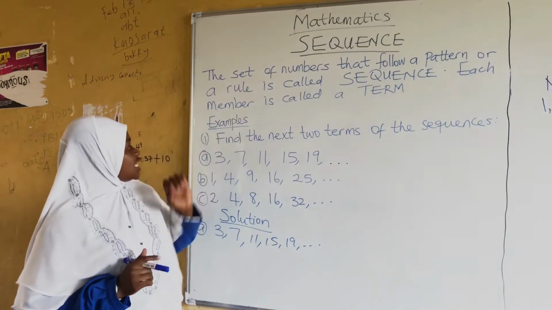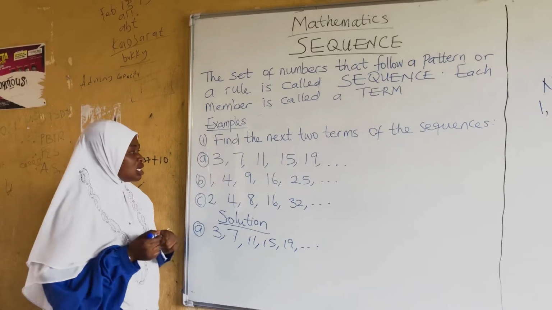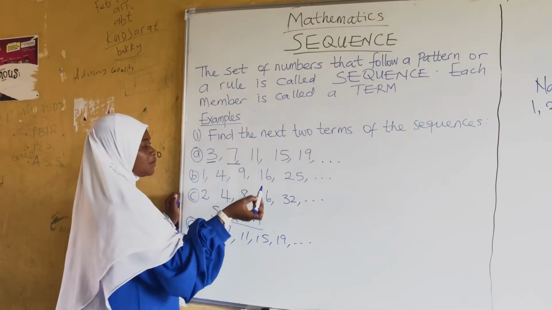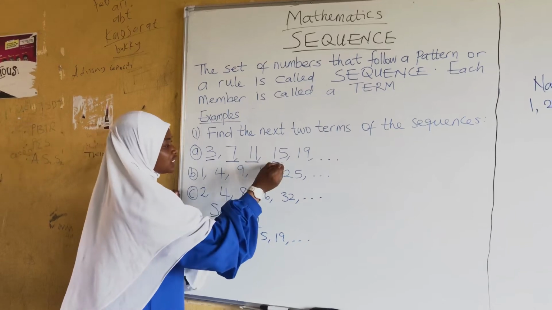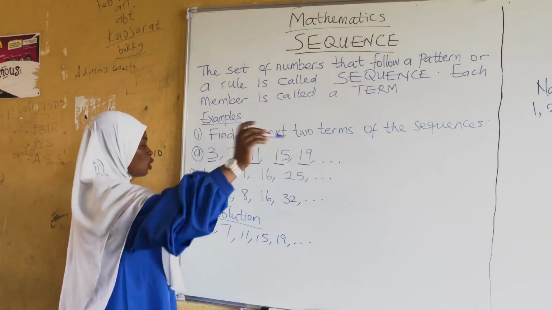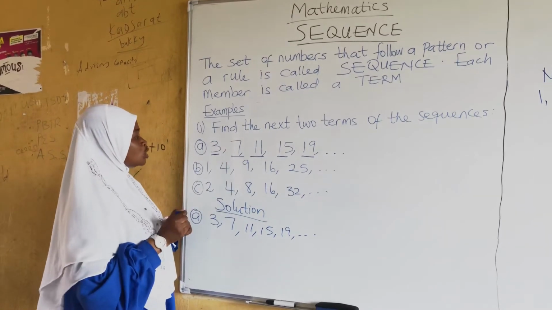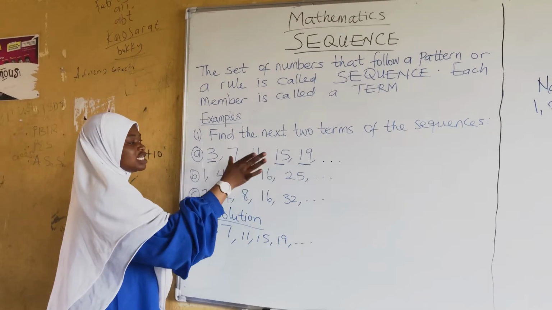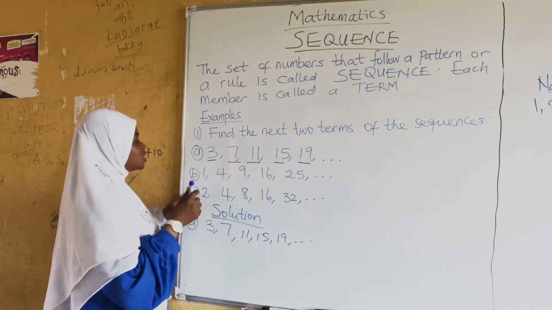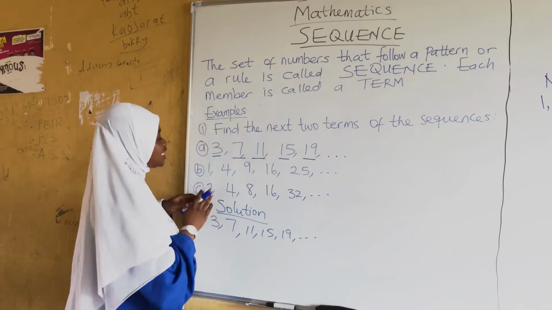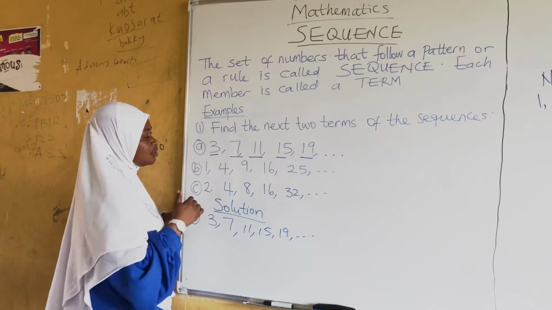So from this example, this is the first term, this is the second term, this is the third term, fourth term, fifth term, and so on. From here also, this is the first term, and so on like that. So each member of a sequence is known as a term. And this sequence must have a rule or a pattern that connects them together.